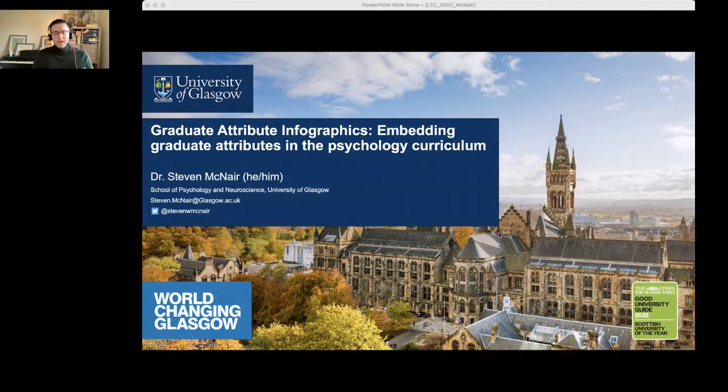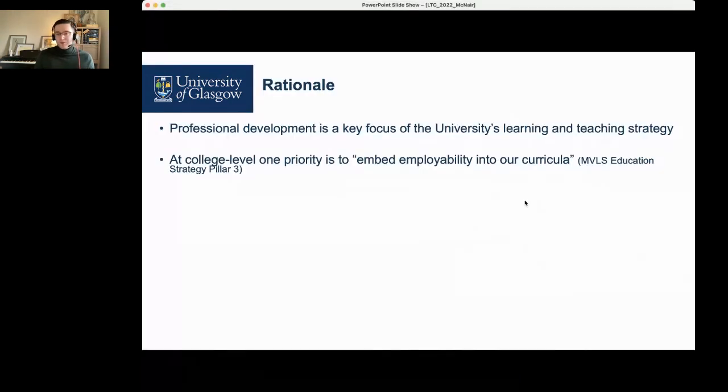So, our rationale for developing these infographics, and I promise I will show the infographics eventually. I'm going to talk through the process that we went through in creating them first, and then I'll show you some examples of the infographics. Our rationale for developing these is that professional development is a key aspect of the university's strategy. And at college level, within MVLS, which the School of Psychology and Neuroscience is now part of, one of the main priorities set out in the education strategy, specifically Pillar 3, is that we embed employability into the curricula.